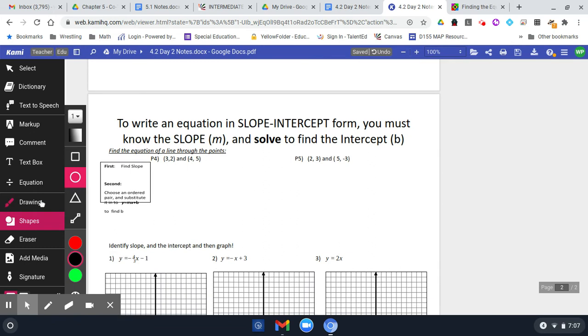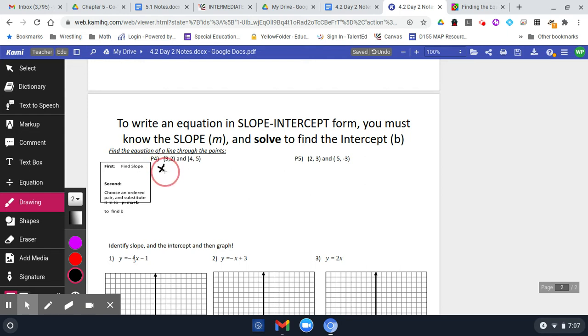So the first thing we have to do is find our slope. And I put steps right here. It came out a little sloppy when it transitioned, but find the slope. So we have x, y, x, y. So I'm going to do y minus y, so 2 minus 5 over x minus x, so 3 minus 4. Now you go ahead and calculate that.